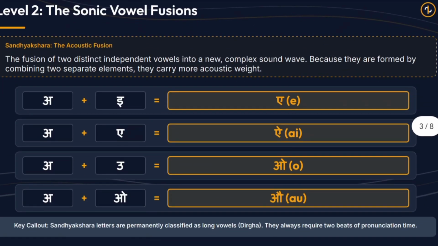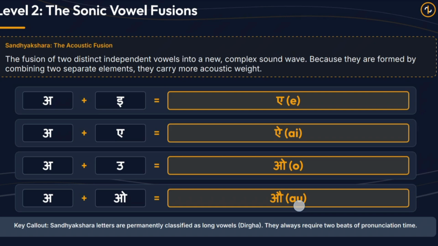Let's move on to level 2. Level 2 is the sonic vowel fusions, that is the Sandhyakshara and nasals. Next up is the Sandhyakshara. These are the dynamic compound vowels formed when two distinct sounds fuse together through sonic chemistry. Because they are always combinations, they are permanently classified as long vowels. It's two distinct independent vowels joined together to form a new complex sound wave. Because they are formed by combining two separate elements, they carry more acoustic weight.